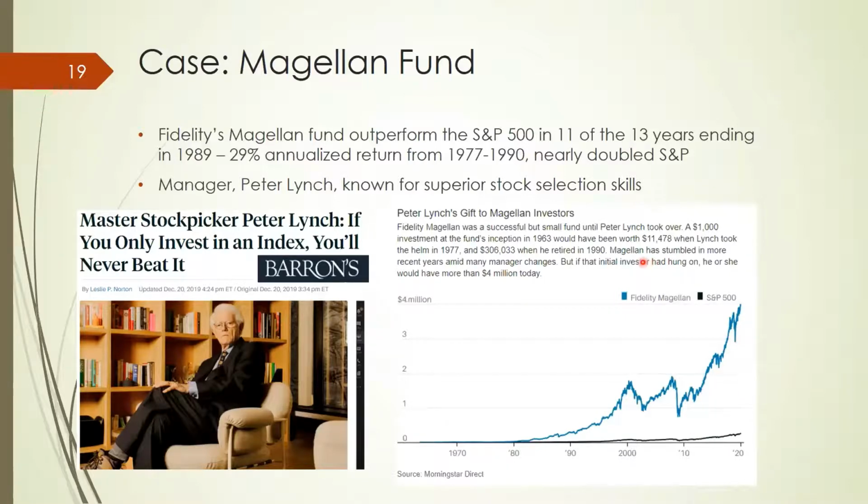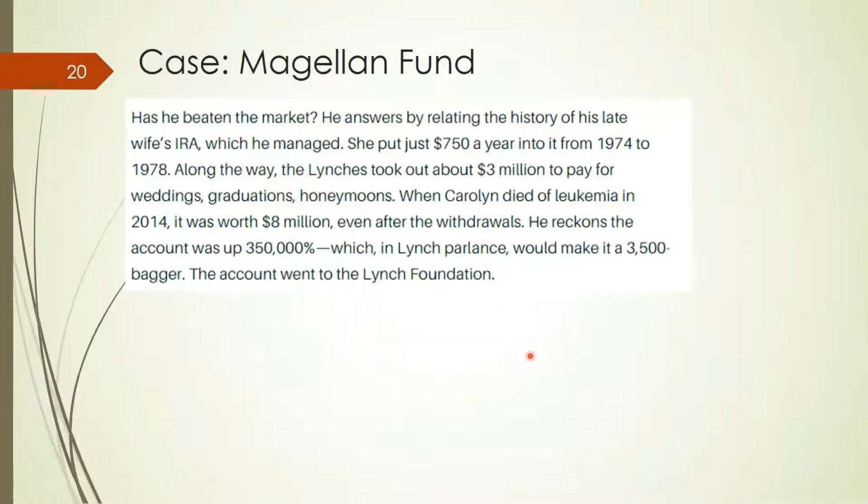So if an investor had invested $1,000 with the fund at its inception in 1963, the $1,000 would have grown to $11,478 when Peter Lynch took office, and that $1,000 would have become $306,000 in 1990. And today, the $1,000 would be worth $4 million. So it's a stunning performance.